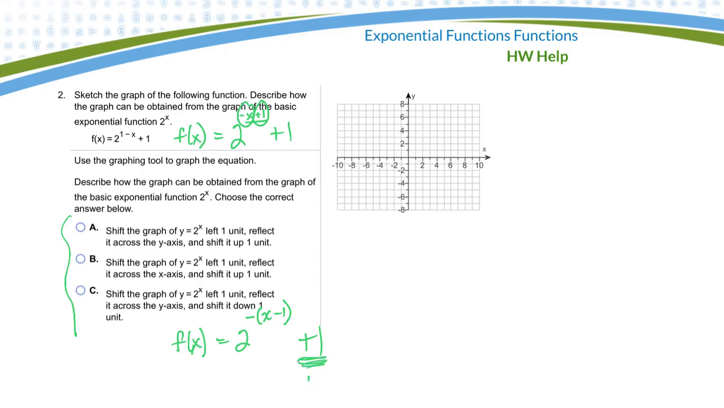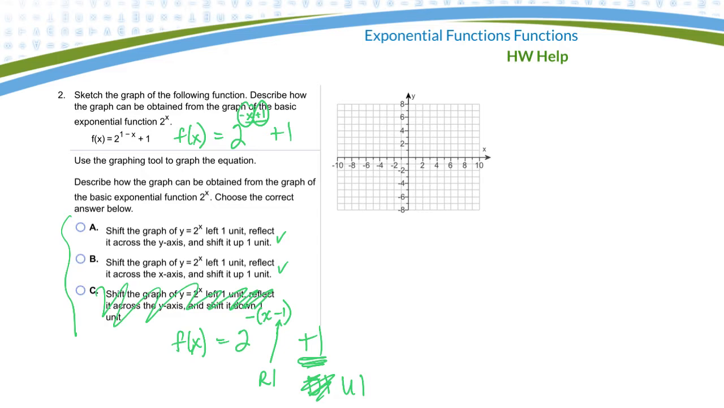So this thing here says it moves up 1, right? Up 1, down 1. No, can't be this one. All right, we're down to 2. Now this minus here tells me that the graph should go to the right one.